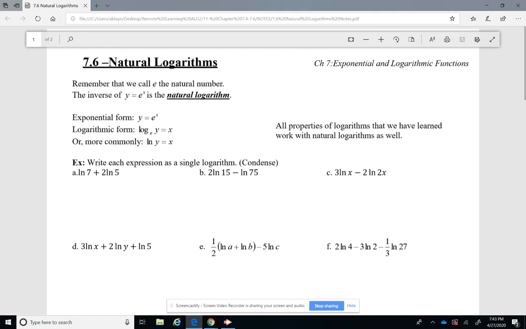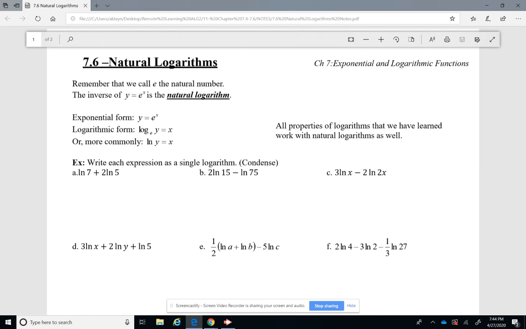It is Tuesday, April the 28th, and we're going to move on to 7.6 natural logarithms. If you remember from last week, you might want to go look over your 7.5 for your common log, because if you feel pretty good about that, the natural log should be fairly easy.